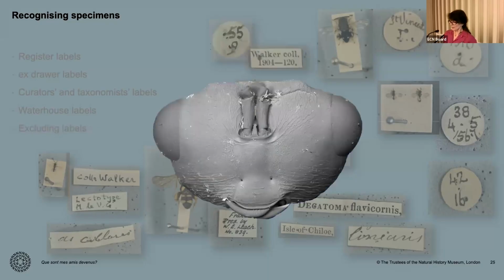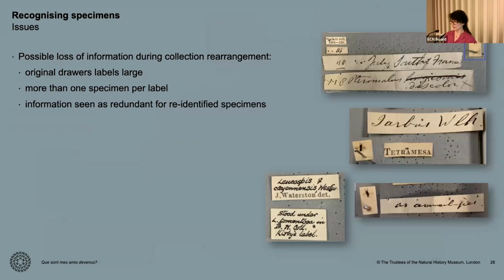So I was hoping to find all those labels, and I was looking forward to that, but I also knew there were issues. One of the main issues is the drawer labels when the collection is rearranged, which we know Walker himself did at least once, in 1860. You can keep the drawer labels, but you can see they're very large, so they would increase the footprint of the specimen, especially a chalcidoid specimen, quite dramatically.